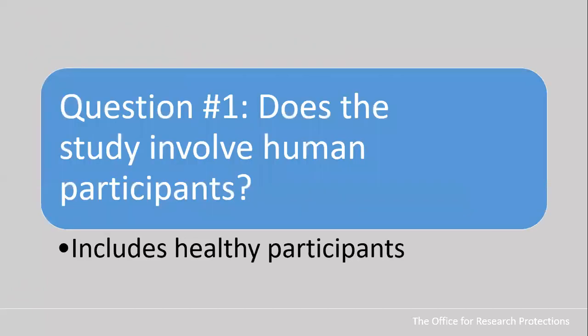So question number 1, does the study involve human participants? We can get this one right, all right? So you're working with living people, doesn't matter if they're healthy or not. That is one thing we want to clarify. It includes healthy participants. Studies that involve secondary research with biological specimens or health information are not considered clinical trials. So you don't have to go through this exercise any further if that's the case for you.